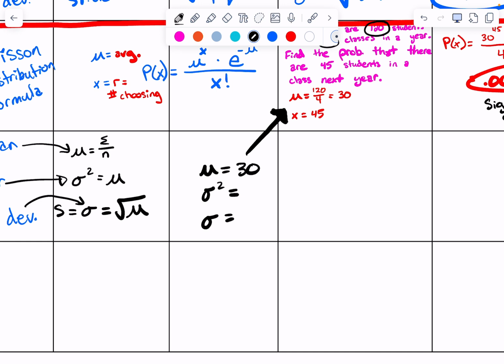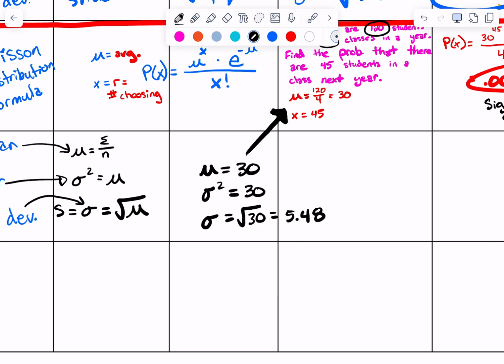That means the variance is also 30. That means the standard deviation is the square root of 30, which is, I don't know how much. I'm gonna have a number, but I gotta figure out the point. 5.48. Oh, not quite.